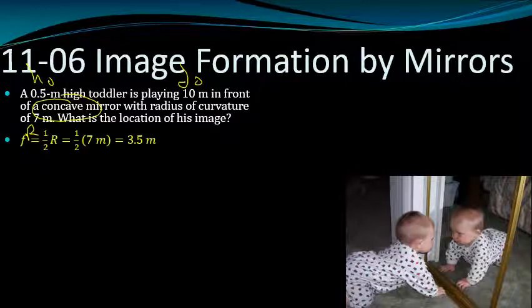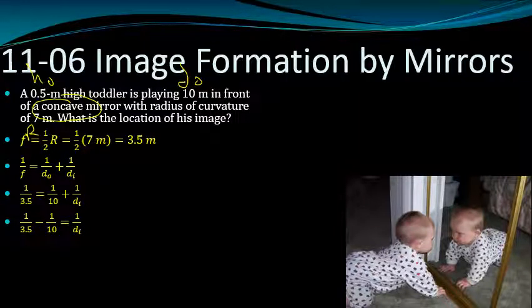So if we use the mirror equation, first of all, we need to find our focal length. It's 1/2 the radius. It's concave, so it's a positive 1/2 the radius. 1/2 of 7 is 3.5. Use our mirror equation, 1 over F equals 1 over DO plus 1 over DI. Fill in what we know. We know the DO and the F. Subtract the 1 over 10. Run it through the calculator. 1 over DI is that. Reciprocal that. And DI is 5.38.